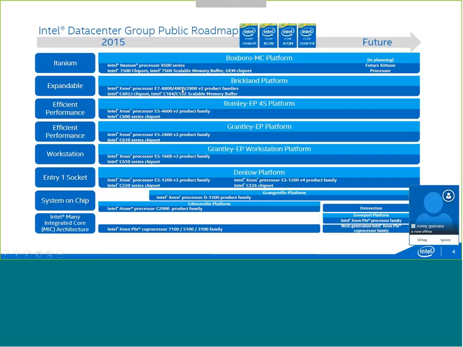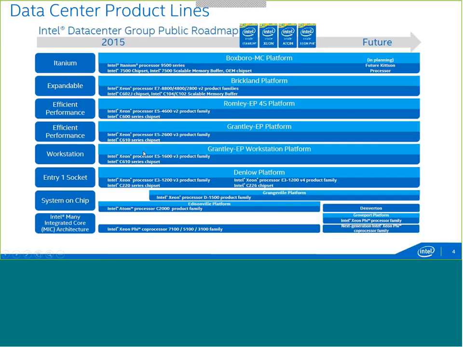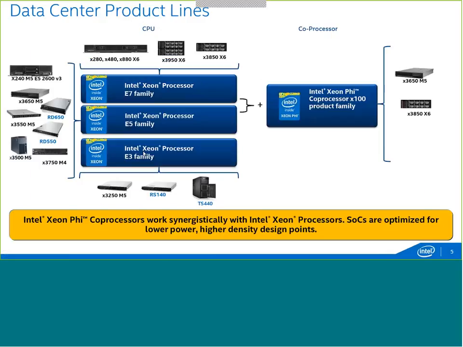But we are on V3 on the E7 right now, and then going down to the EP, which is 80% of our business, is the E5 product line. We have a single socket 1600, a two socket 2600, and a four socket 4600, all on V3 at this very moment. We'll talk more about how that lines up with the products coming up.